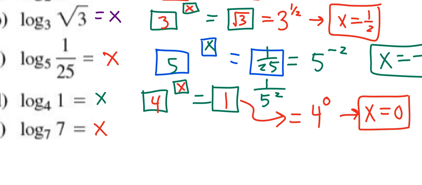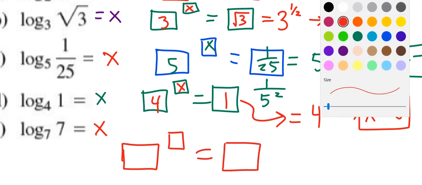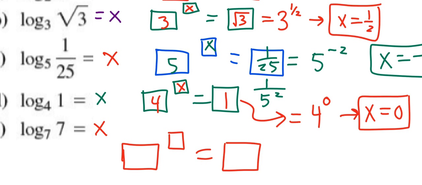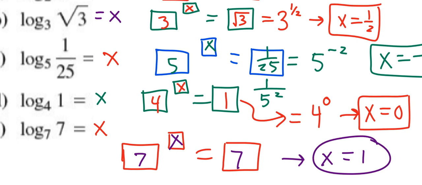All right. Something to the something power equals something. What's the base? 7. Exponent? X equals 7. What's the answer? 1. Right? The exponent on 7, which gets me 7 to the first, is 1. You just need to keep in your brain that a logarithm is an exponent. So many kids forget that.